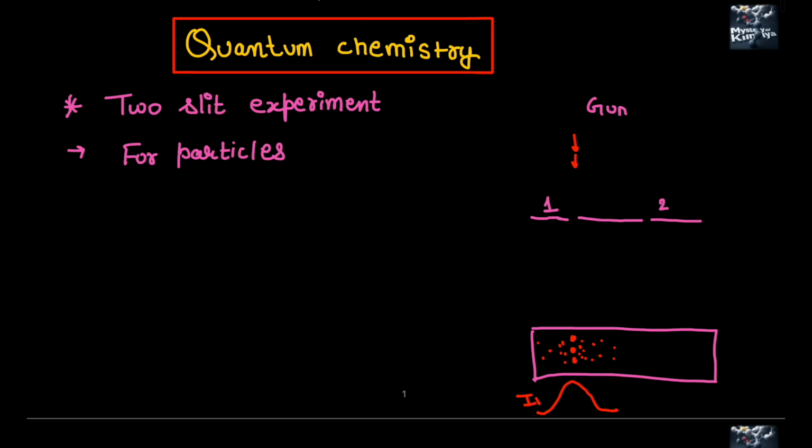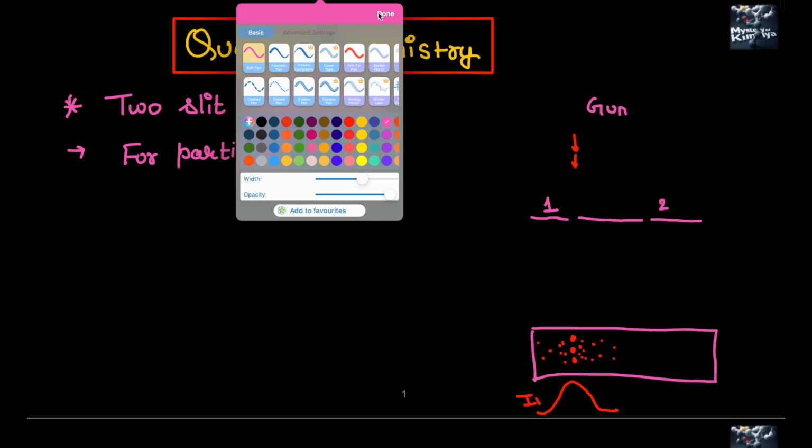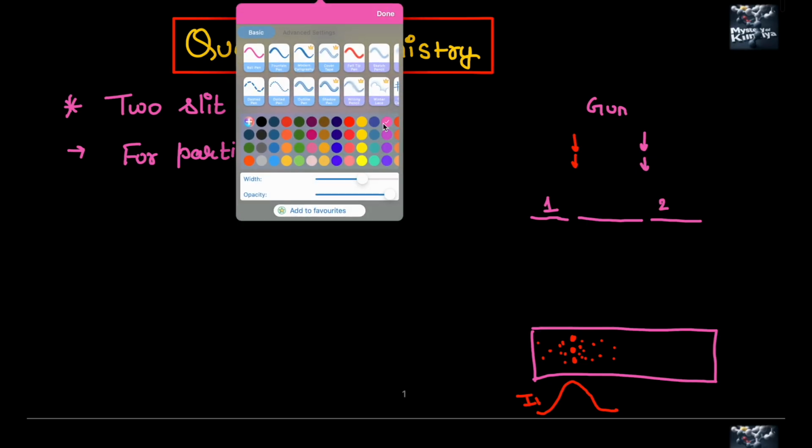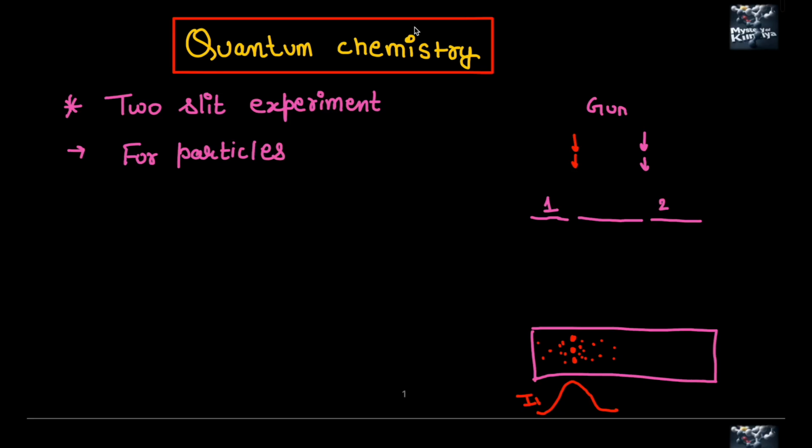Again, if slit 1 is closed and I open only slit 2, we can see a similar pattern, because when slit 2 is open, again most of the bullets will hit around the middle, and a few can be deflected here and there. When only slit 2 is open, the intensity curve looks like this. Most of the bullets will hit in this area. This is I2.